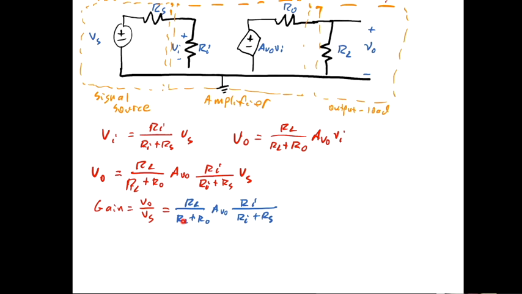So a good voltage amplifier, this is a voltage amplifier, a good voltage amplifier will have a very big input resistance. And an MOS transistor, Ri is equal to infinity at low frequencies. So it makes a good voltage amplifier.